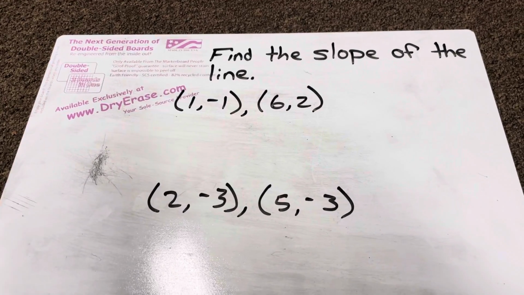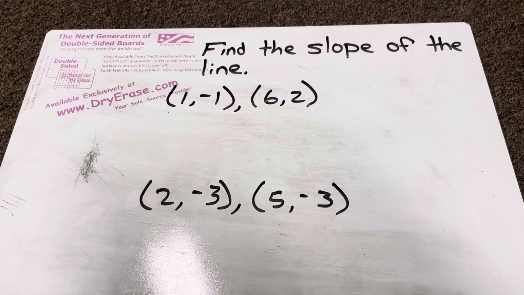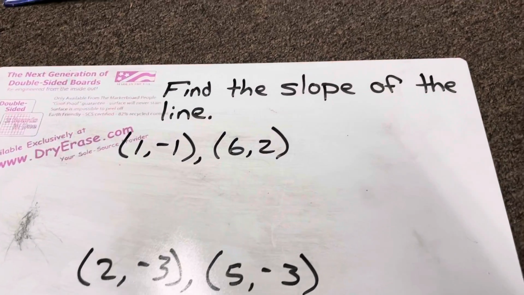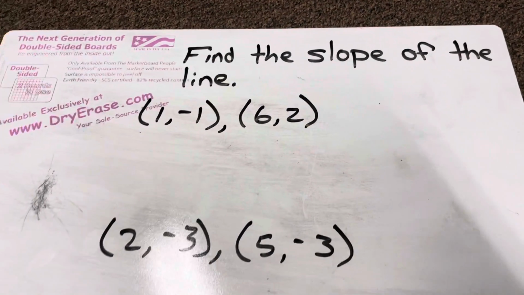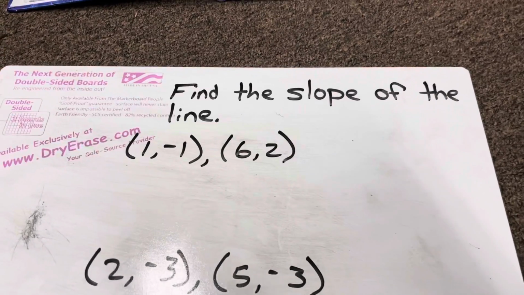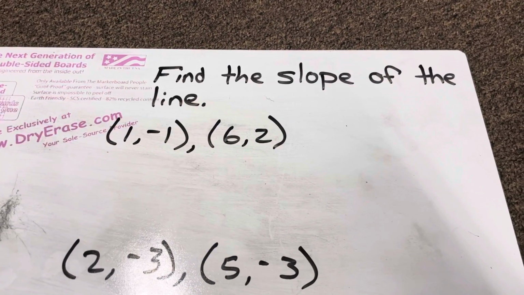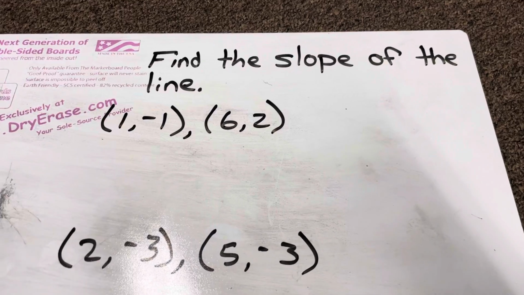All right, grade 8. Well, we are moving right along here in chapter 4. Find the slope of the line. So we started talking a little bit about slope-intercept form.